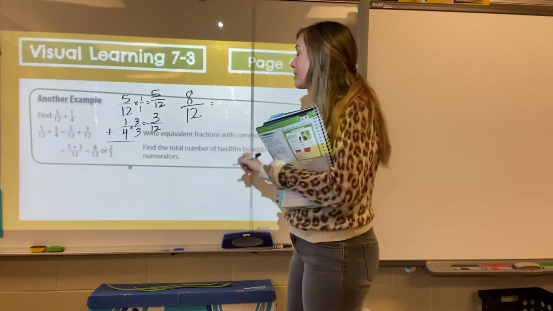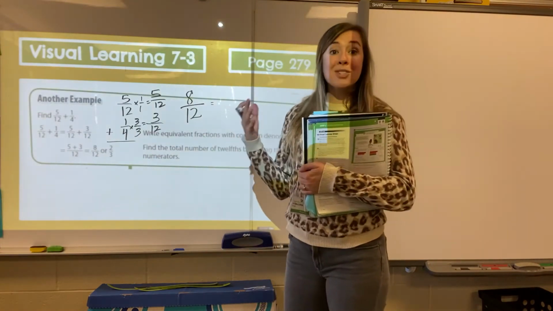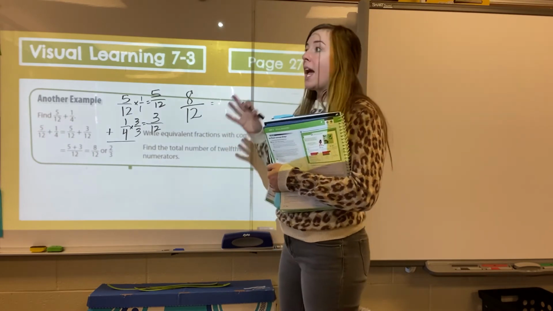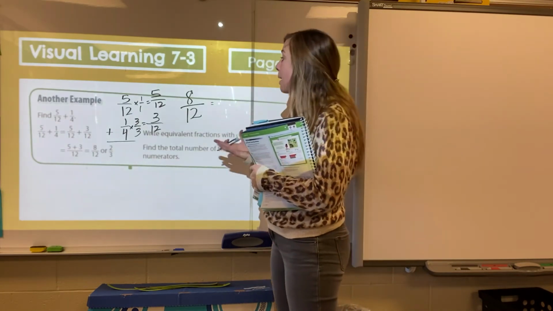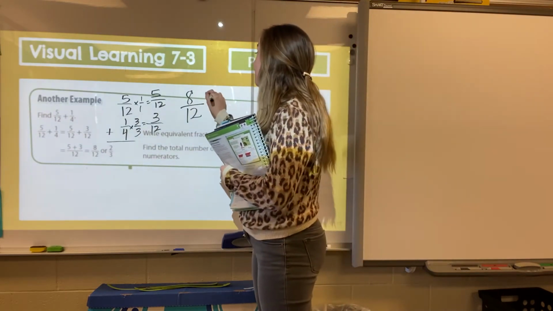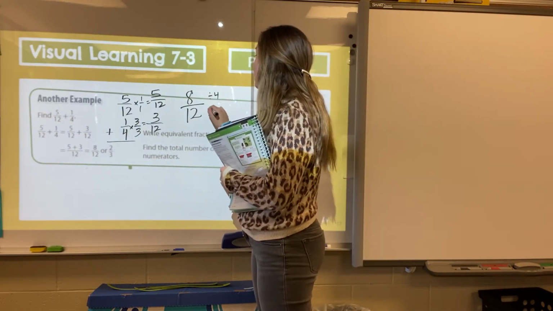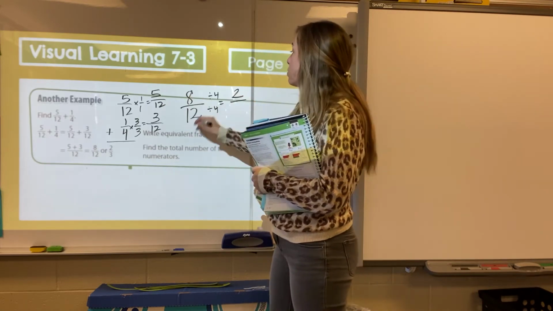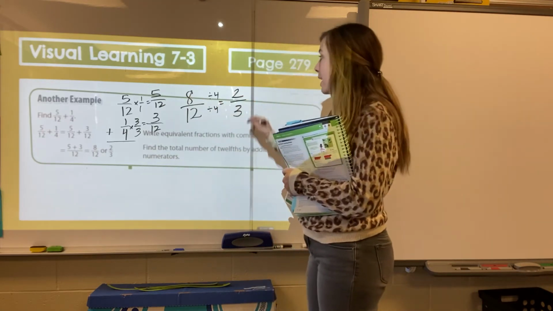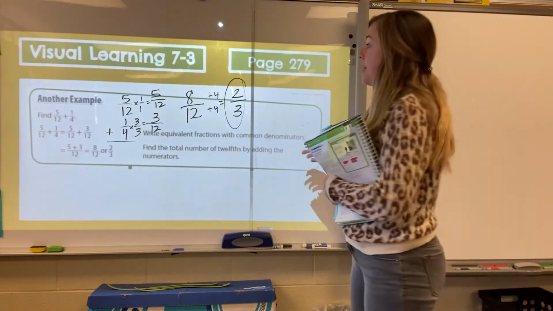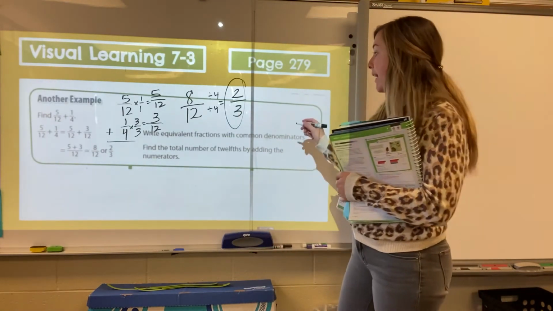So for 8/12, both numbers are even, so I know I can divide both of these by 2. And then you can think through, okay, is there another number that would go into both 8 and 12? Well, I could divide it by 4, because 8 divided by 4 is 2, 12 divided by 4 is 3. And so 2/3 is our final simplified answer, because sometimes at the end you do have to simplify it down.